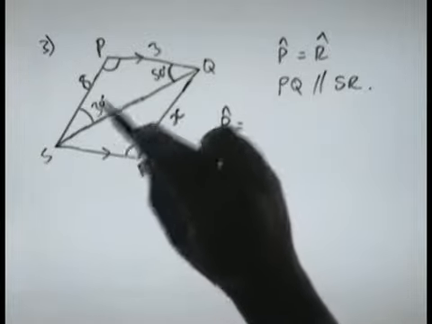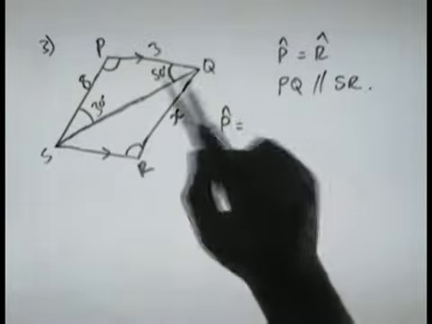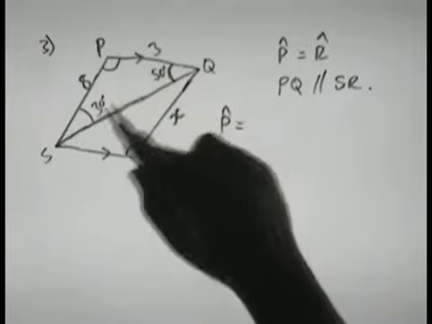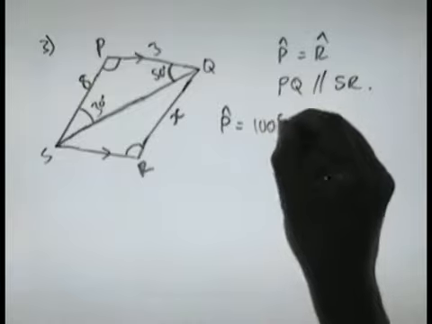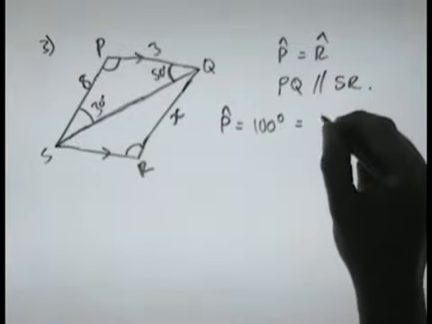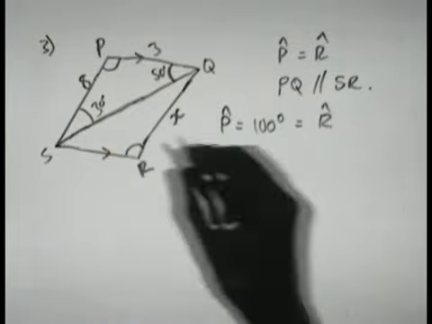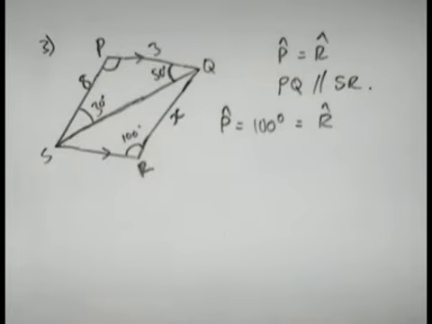I'm going to start off by working out angle P. Angle P is equal to, now interior angles of a triangle add up to 180 degrees. 50 plus 30 is 80, which means we're short of 100 degrees. That's what angle P is. That's also what angle R is. That's the first bit of information.